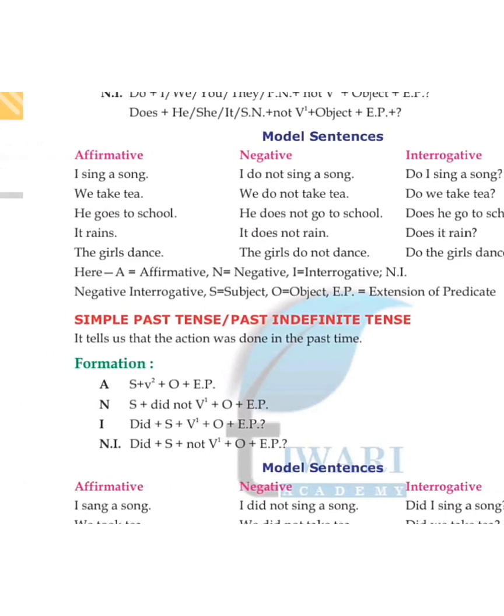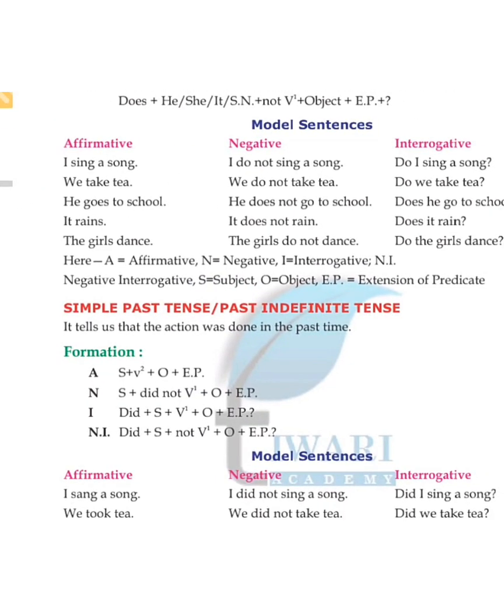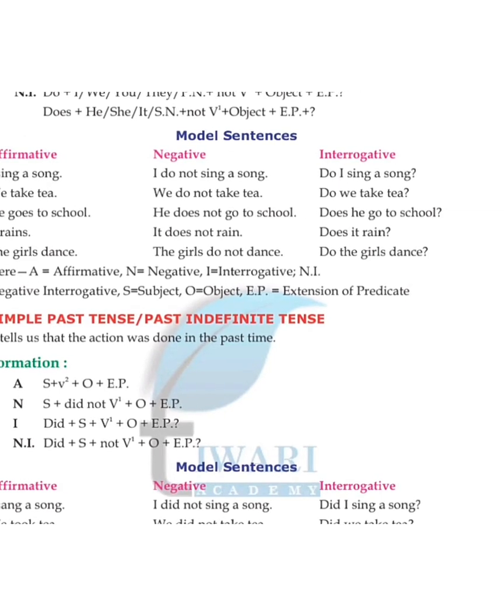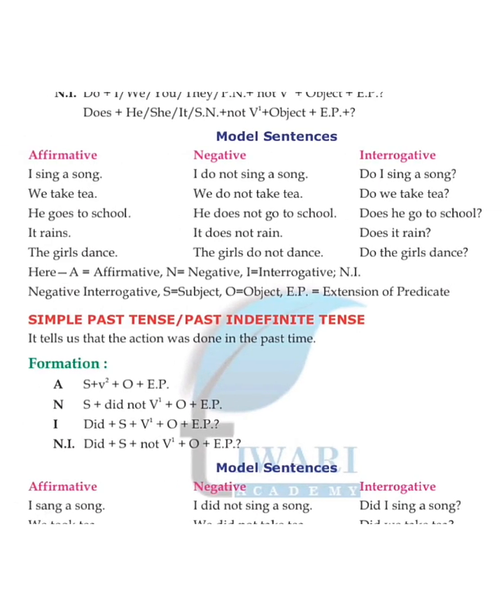So here is the affirmative. Okay, and negative: I do not sing a song, we do not take tea, he does not go to school, it doesn't rain, the girls do not dance. The girls is plural, so that's why we have to use do not here. But with a singular subject, like the girl, a girl doesn't dance, like this.